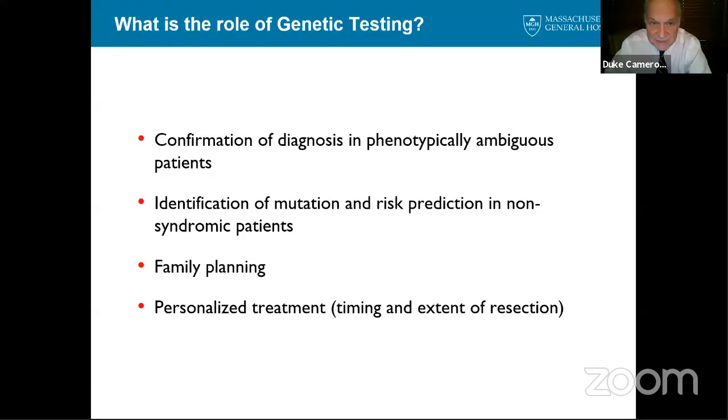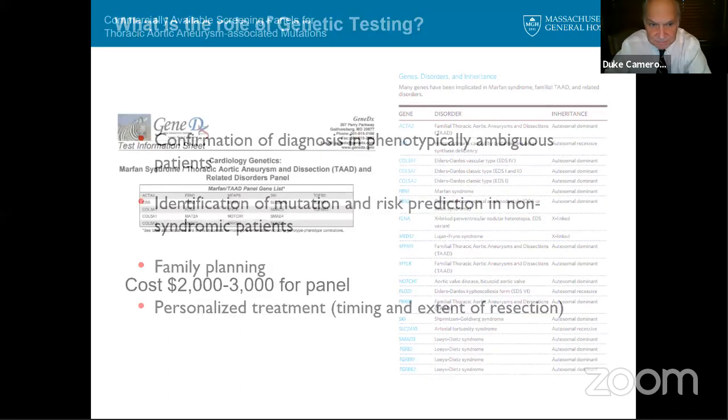What's the role of genetic testing? Well, it will confirm the diagnosis in a phenotypically ambiguous patient. It may be able to identify specific mutations, such as I showed you in the Loeys-Dietz patient, and predict risk, particularly in non-syndromic patients. It will help with planning, and again, in that Loeys-Dietz patient, it can actually lead to a personalized treatment for their surgical resection, specifically the timing and the extent of the resection.